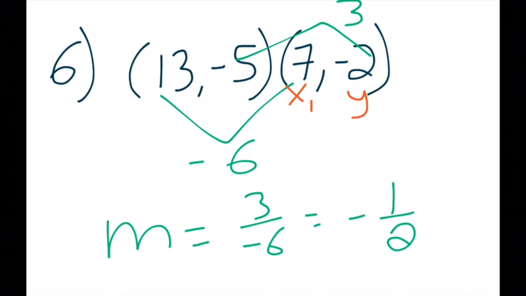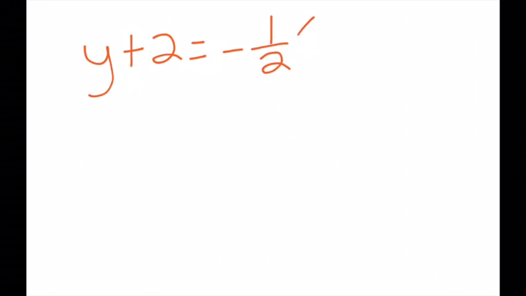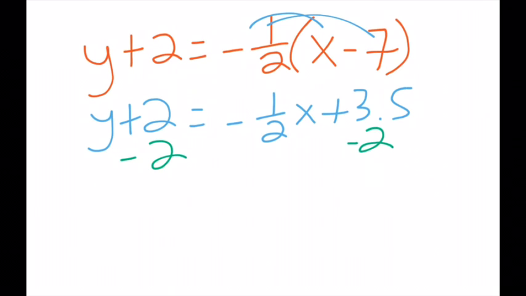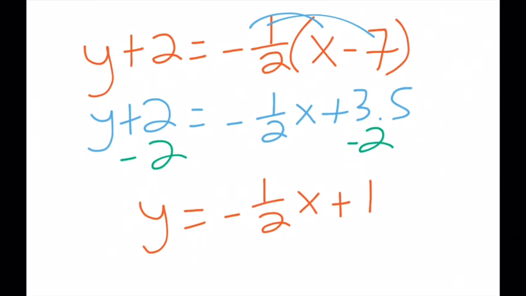I've got my x1, y1. And once again, it doesn't matter which point you pick, you'll get the same answer. So I have y minus, actually it's y minus a negative 2, so that becomes y plus 2 equals negative 1/2 parenthesis x subtract 7. And now I want to distribute that negative 1/2 through, so y plus 2 equals negative 1/2 x plus 3.5. We're going to subtract 2 from both sides, so my answer is y equals negative 1/2 x plus 1.5.